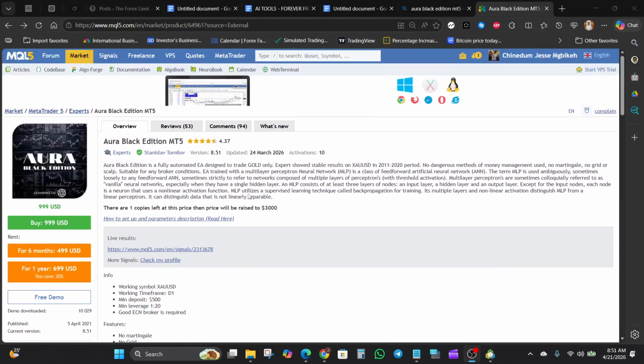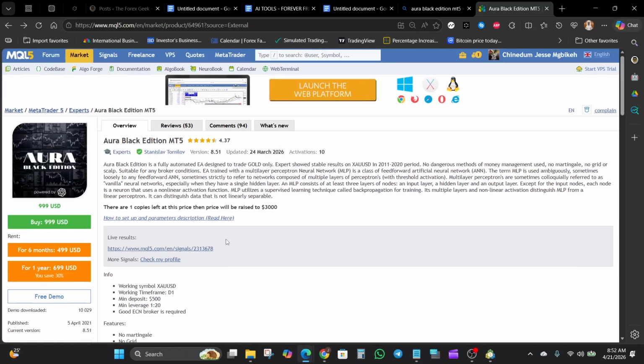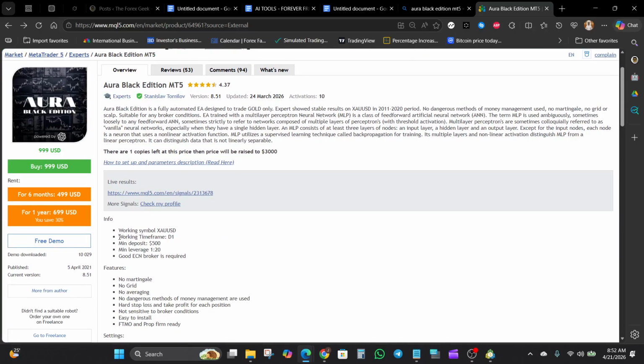Now, one thing the developer is emphasizing here is that the EA is built specifically for gold. All right, it is fully automated and is designed to trade gold only. Okay, and you can also see that the EA is designed to work on the daily time frame. So this is clearly not a scalping system or anything short term.